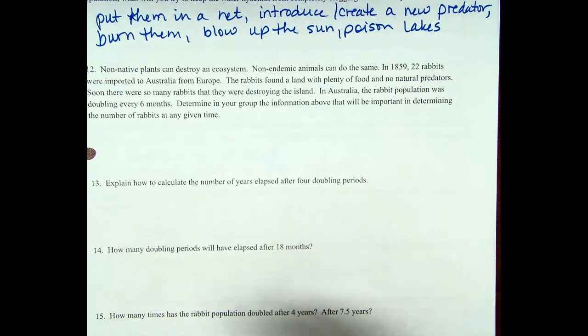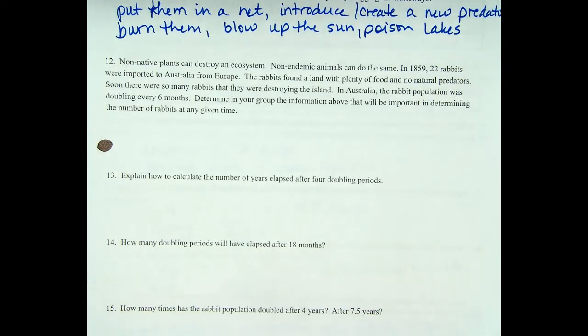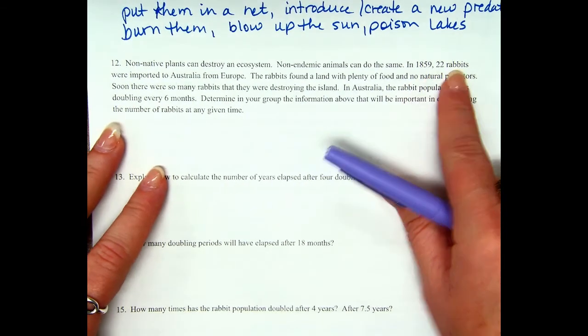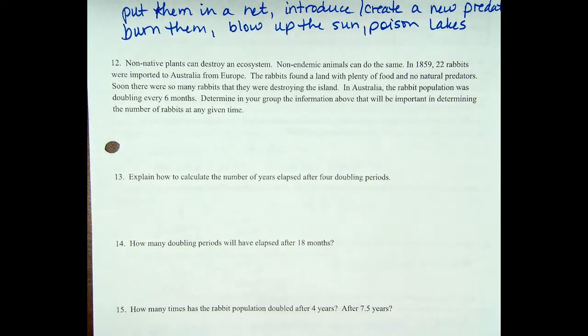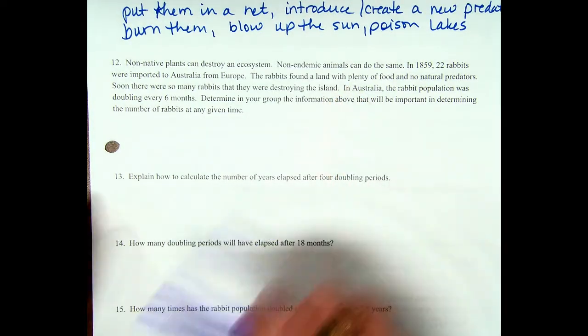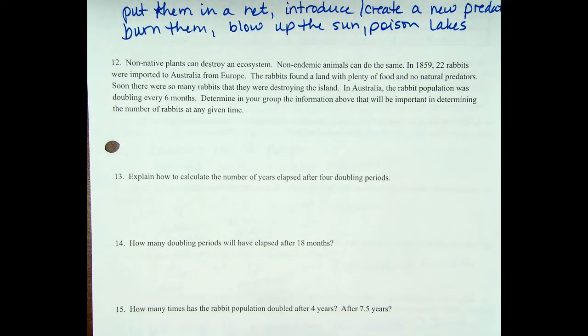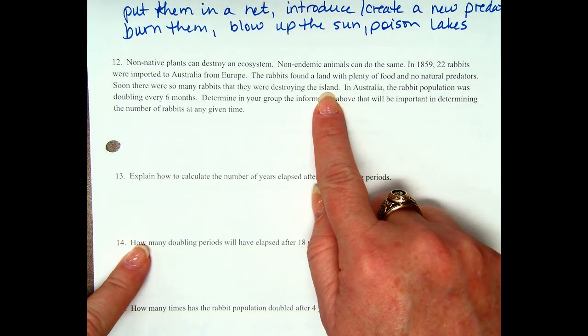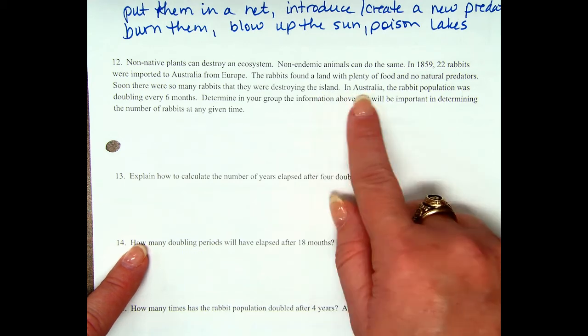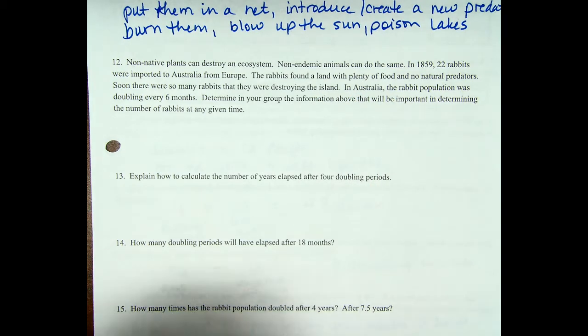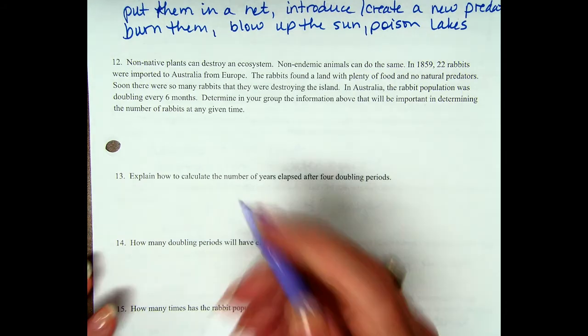Non-native plants can destroy an ecosystem. Non-endemic animals can do the same. In 1859, 22 rabbits were imported to Australia from Europe. The rabbits found a land with plenty of food and no natural predators. Soon there were so many rabbits they were destroying the island. Guys, we're talking about the island of Australia. There were so many rabbits they were destroying the island. In Australia, the rabbit population was doubling every 6 months.